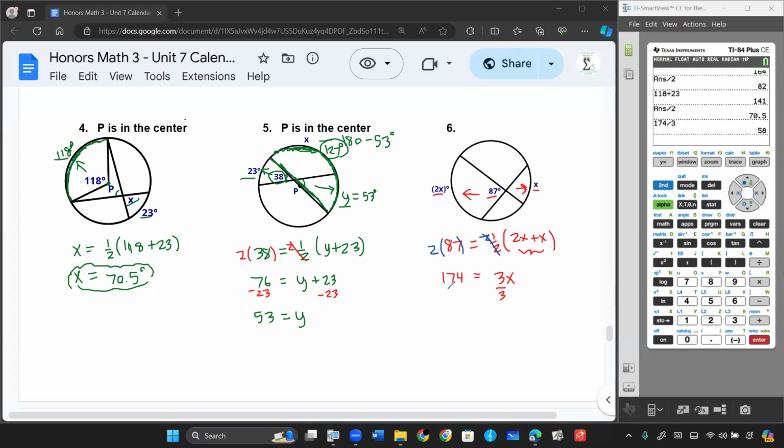It doesn't ask you for the arcs, but you can get it if you wanted to. 58 degrees is definitely this one over here. And if you wanted to know this one, well, you could multiply it by 2. So 2 times 58 is going to be 116. And if you double check there, and you add 116 and 58 and divide that by 2, you should end up with 87. So let's do that. And there you go.